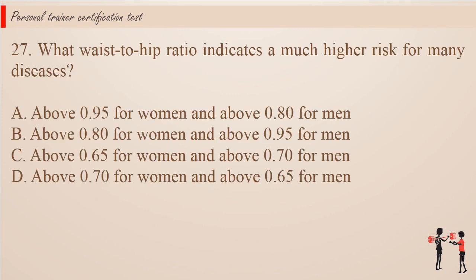Question 27. What waist-to-hip ratio indicates a much higher risk for many diseases? A. Above 0.95 for women and above 0.80 for men. B. Above 0.80 for women and above 0.95 for men. C. Above 0.65 for women and above 0.70 for men. D. Above 0.70 for women and above 0.65 for men.